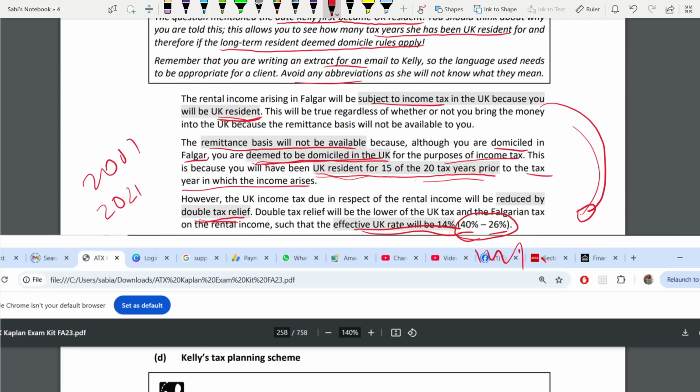If he was not charged to UK tax, double tax relief, you don't have to answer this. What is the use of double tax relief if he does not have to pay UK tax at all? Because he has to pay UK tax, double tax relief we'll talk about. Okay. So this is how you build your answer.